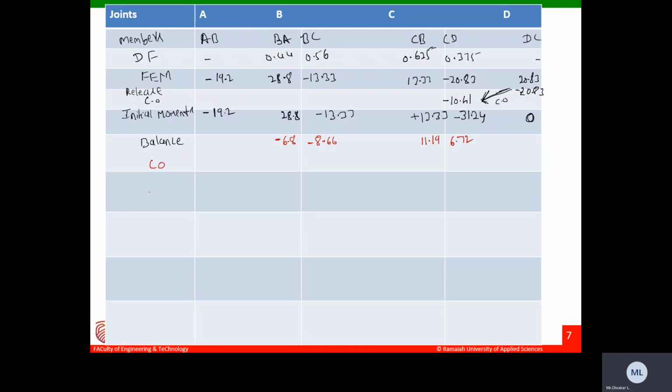Please, this point should be noted. We need to remember these points. Now let us do this one. What is that? Balance. I need to do the balance.